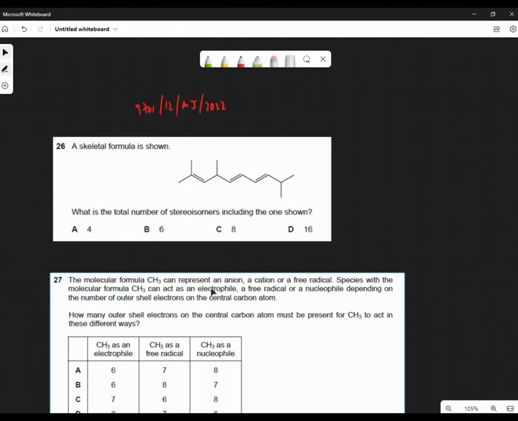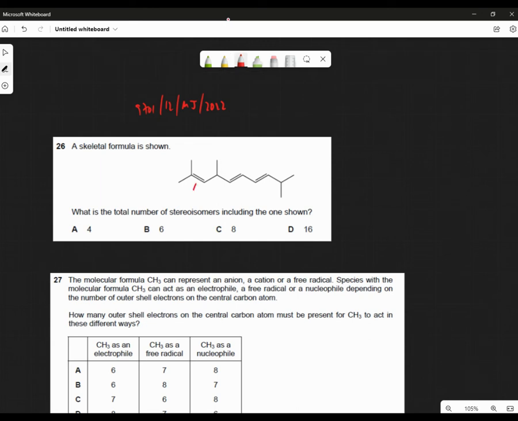She wants help with the 9701 s12 May/June 2022 paper, and she's got 5 questions she wants to go through. Let's go. Number 26. What's the total number of stereoisomers, including the one shown?